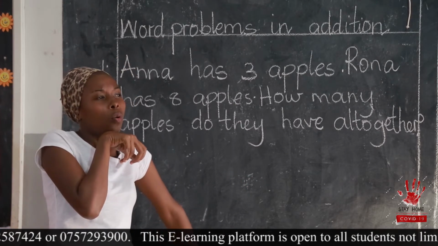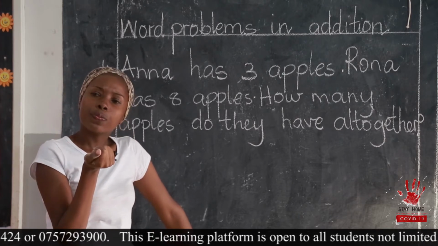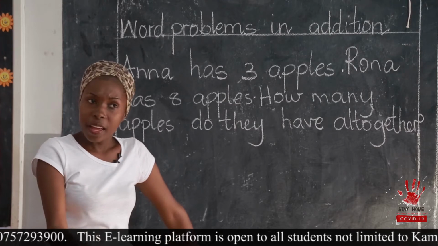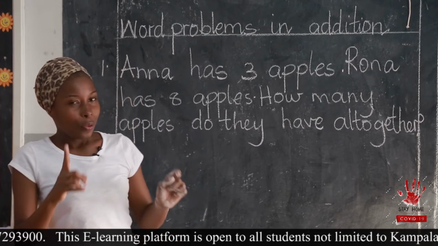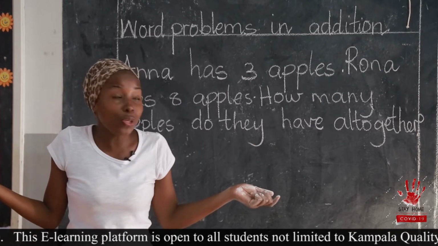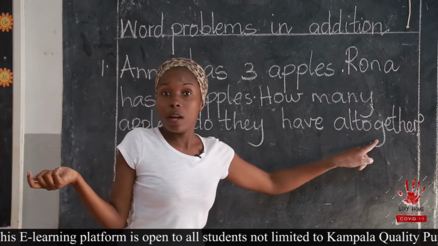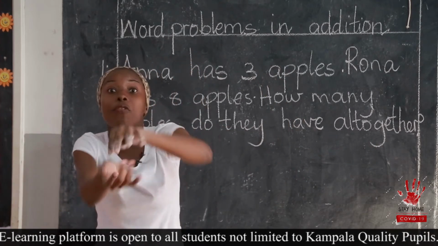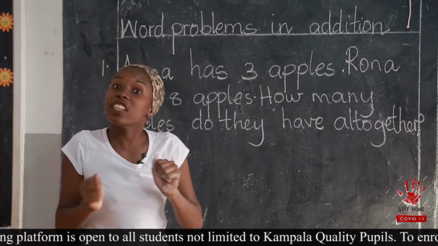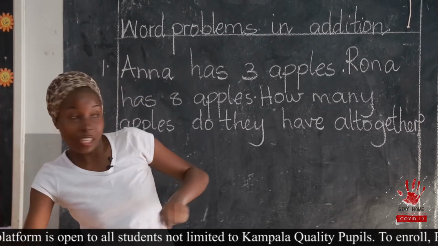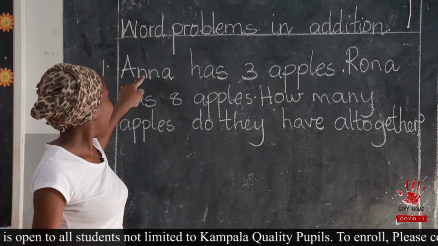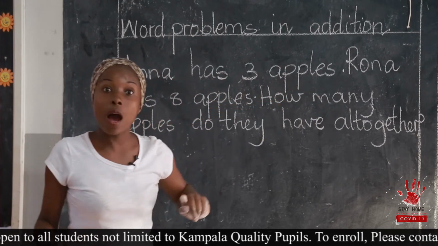Now, what am I going to do? They're saying, I have to find out the apples they have all together. All right. We are going to look for a keyword that tells us what we're going to do. All together means all of them. Okay? And we said putting things together is to add them. Putting things together is to add. So, we are going to add Anna and Rona's apples.